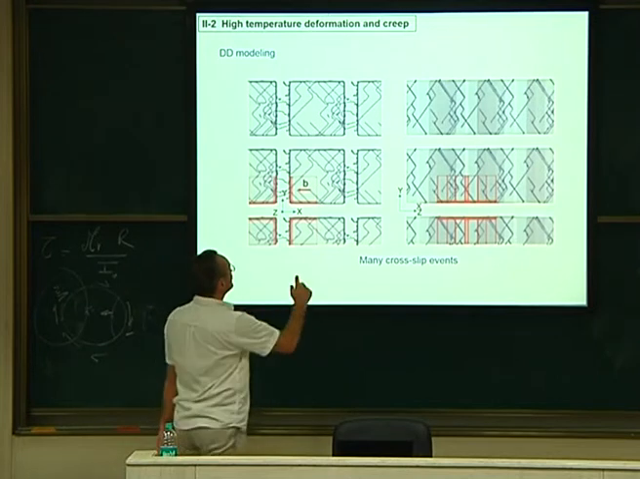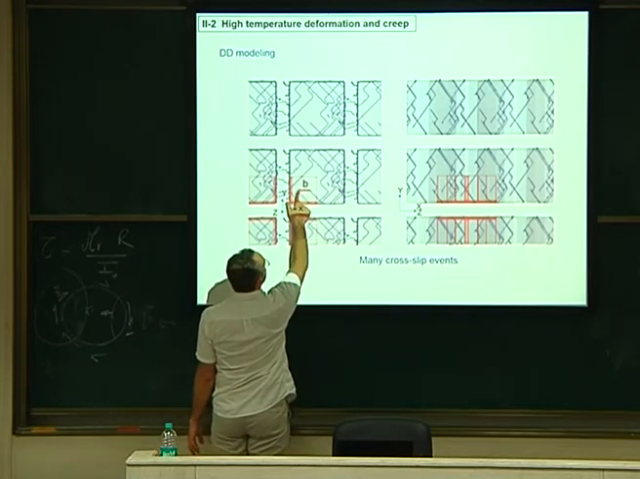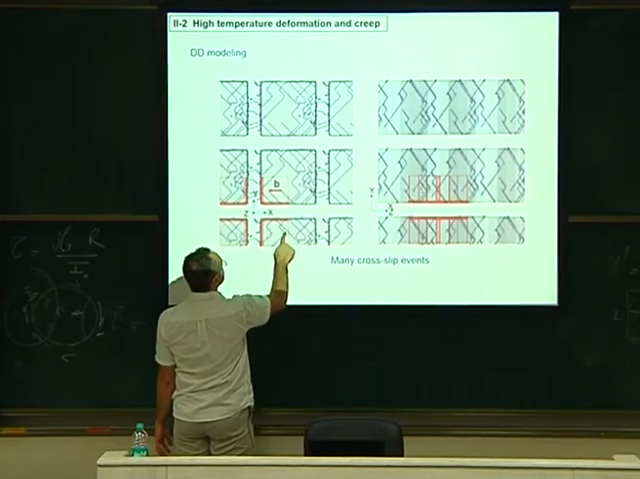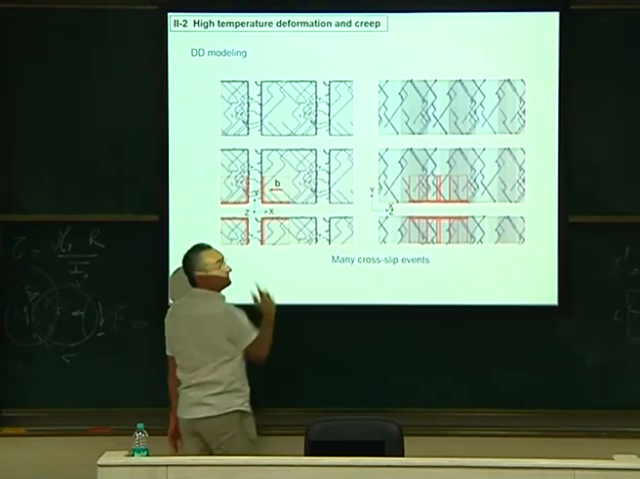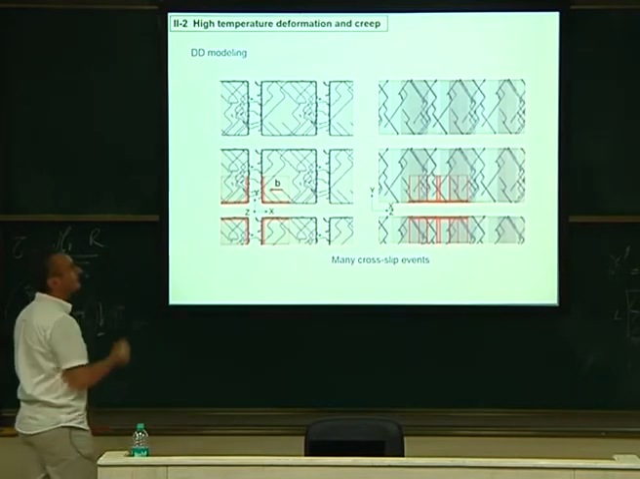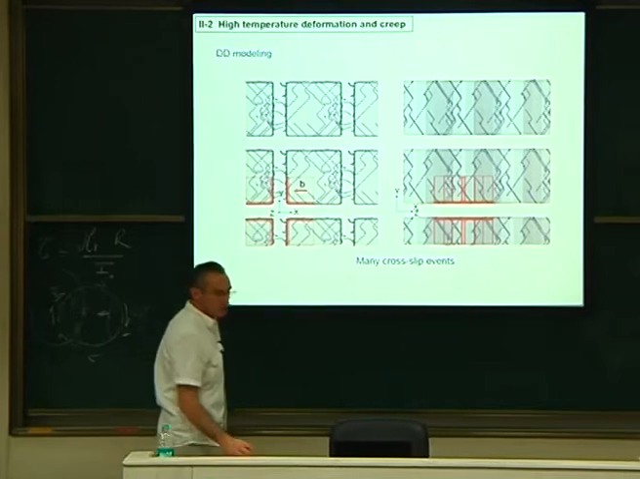And one more feature is that you can see, typically this was my initial dislocation source. You can see that it cross-slips. You have many cross-slips like that. This is the cross-slip section. The dislocation is cross-slipping at the interface like that, you see. Dislocations cross-slip everywhere, which is similar to what was observed experimentally.